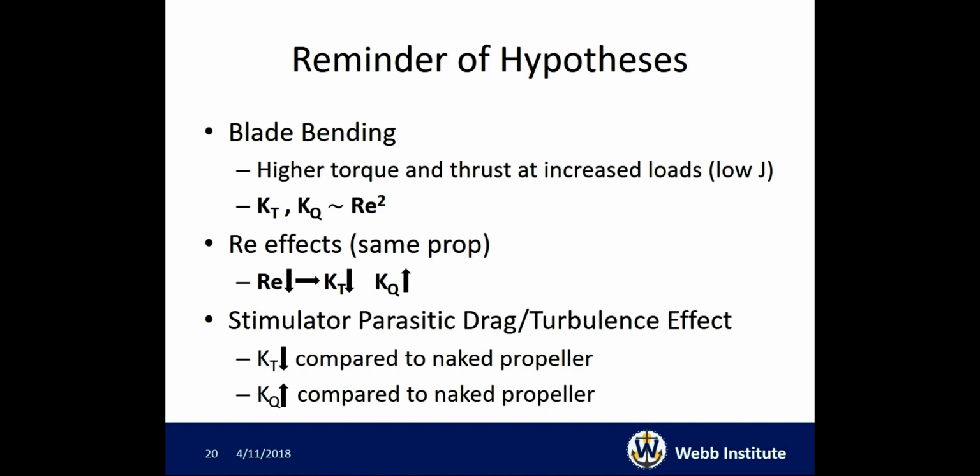From blade bending, I predicted that KT and KQ will increase with Reynolds number squared for the same propeller. So as I increase the Reynolds number squared, I expect KT and KQ to increase. Second, from Reynolds number's effects on the same prop, as I decrease the Reynolds number, I expect the thrust coefficient to decrease and the torque coefficient to increase. Finally, between the naked propeller and the stimulated propeller, I expect the stimulated propeller to have a lower KT and a higher KQ relative to that naked propeller.